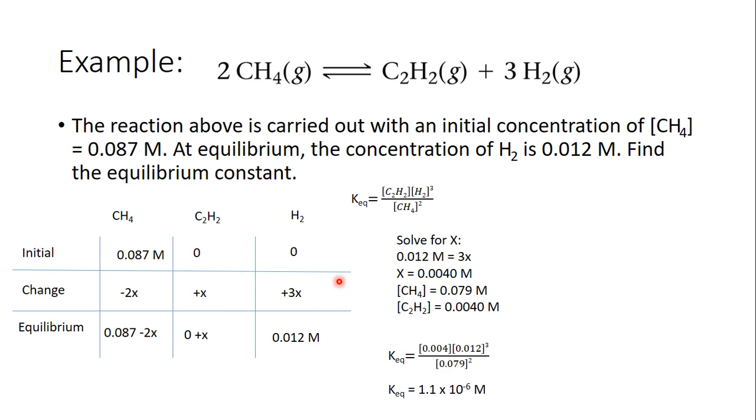So let's just take a step back. We got a Keq that is really small. Does that make sense? It does, because our denominator, our reactants, are much bigger than our products: 0.079 versus 0.004 and 0.012 raised to the power of 3. So this reaction is reactant favored, so we would expect a very small Keq, which is what we get.